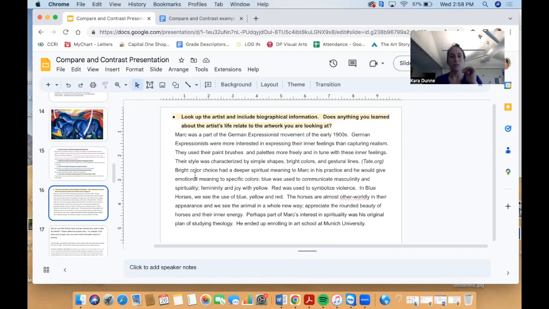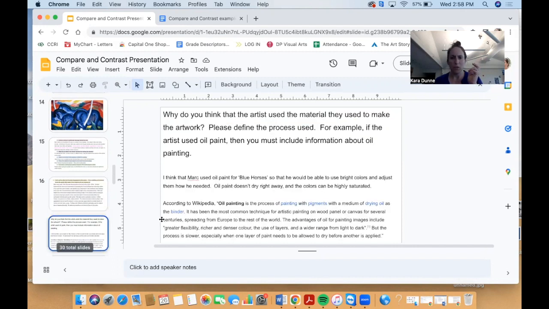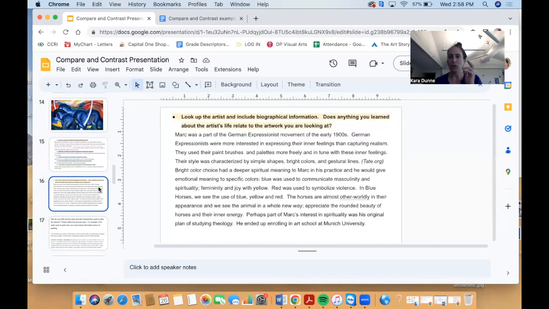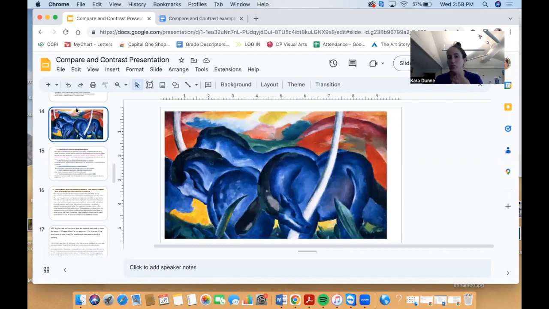And he was part of also pantheism, which talks about the spirituality and beauty of animals versus people. So that's why I'm guessing he doesn't usually put people in his work. It's mostly just animals because it shows the beauty of animals without humans, that they are more beautiful and they are more pure. That was what I read about Franz Marc.